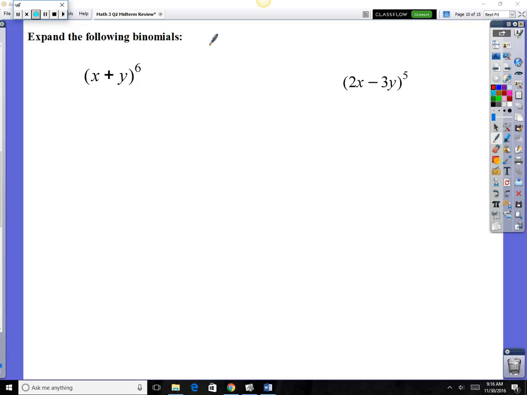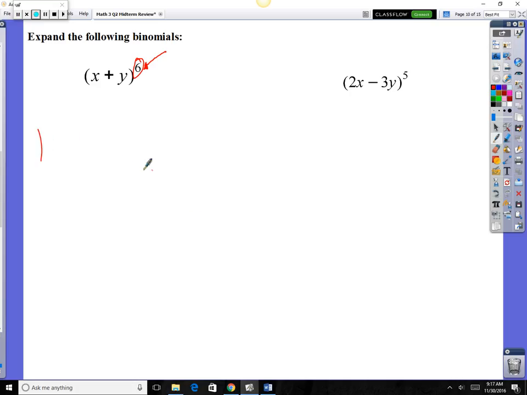Okay, now binomials, you got to use Pascal's triangle. So this one's super easy, this one's way tough. So if you expand this out, if you write it out the long way and distribute, that's going to take 2 hours. So Pascal's triangle, you go to row 6 on Pascal's triangle and find the numbers in row 6. Row 6 should be this.